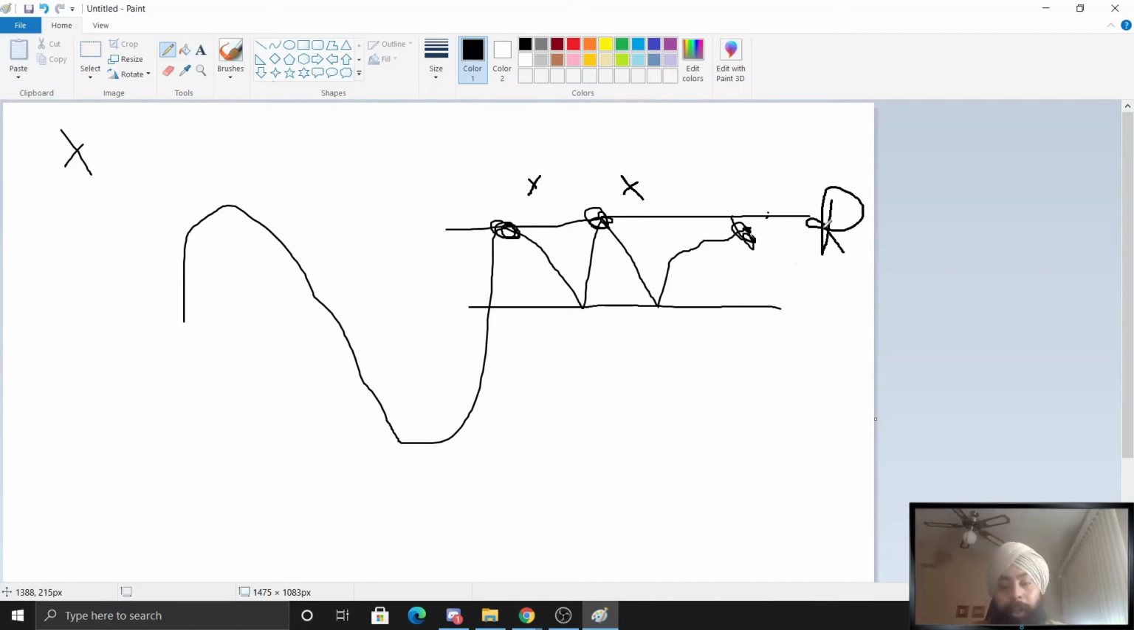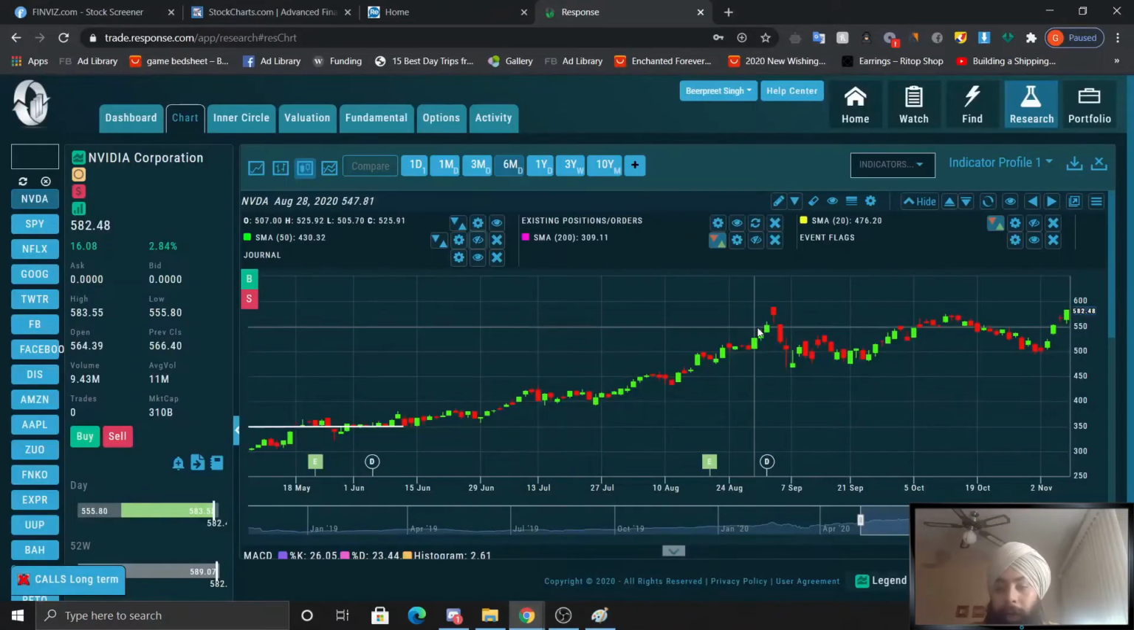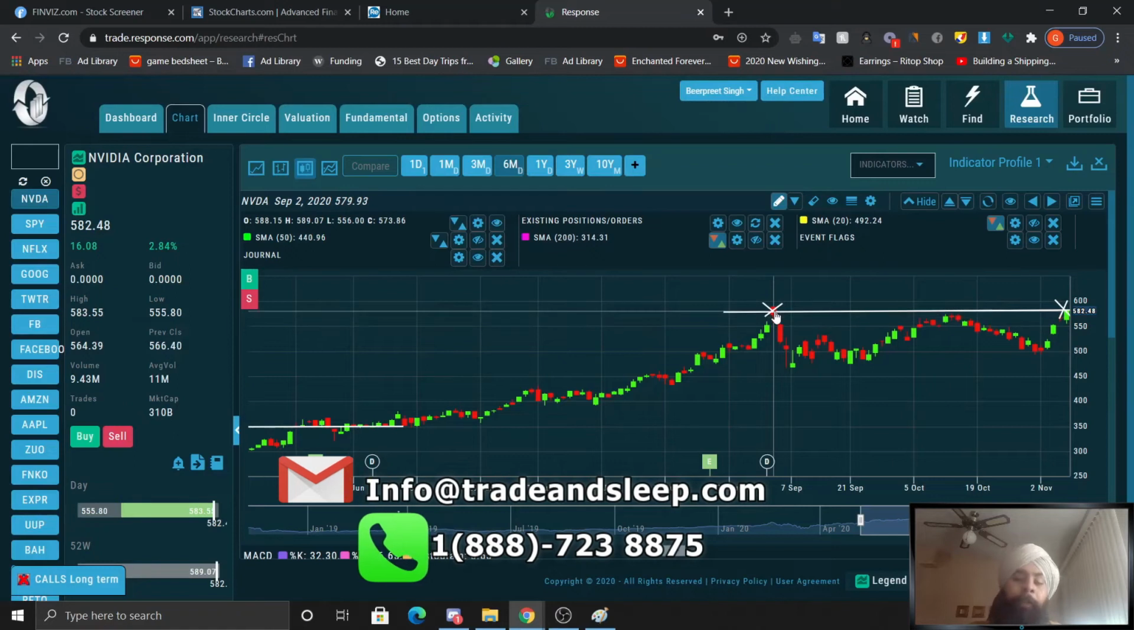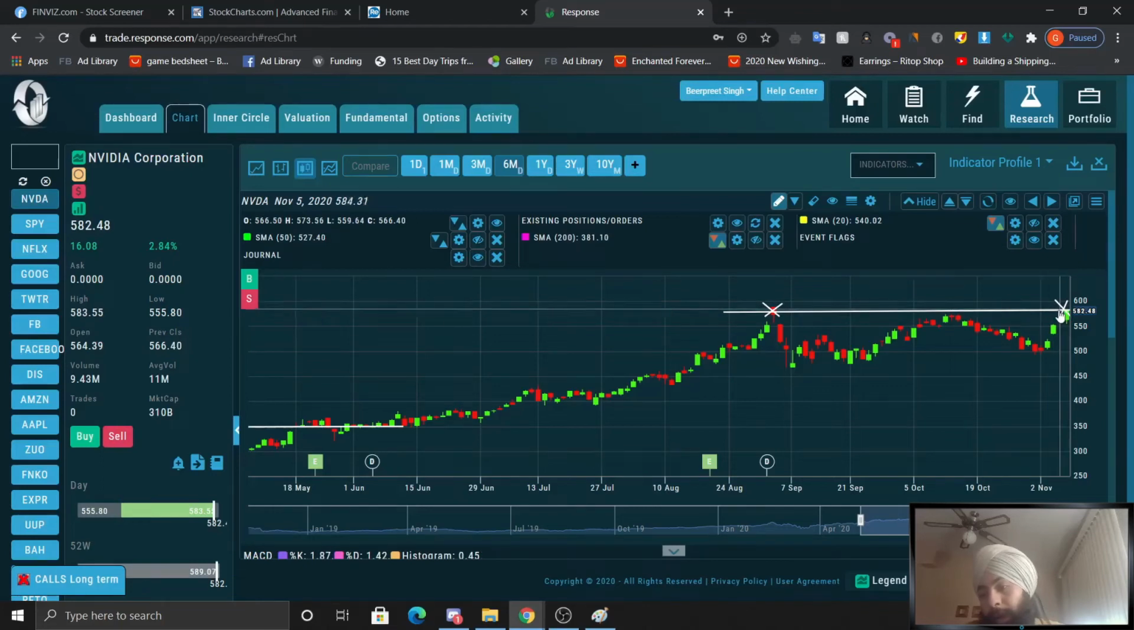In order for me to draw the resistance, all I need is two points meeting at the same line. If I draw a line and I can have two points on that line, I have my resistance. Let me explain in real life what I mean. If I draw a line somewhere over here, I have the resistance. Why? My stock tried to go above this point once, and today it is trying to go up over here twice.